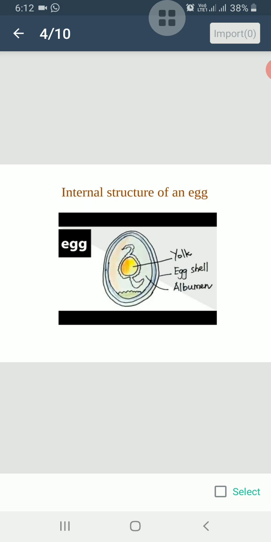Each egg has a hard but thin protective outer covering called the eggshell. Inside the shell there is a white jelly-like substance known as albumin. It is also called egg white. Albumin is rich in proteins. There is a yellow substance called yolk. It is rich in fats, vitamins, and minerals.